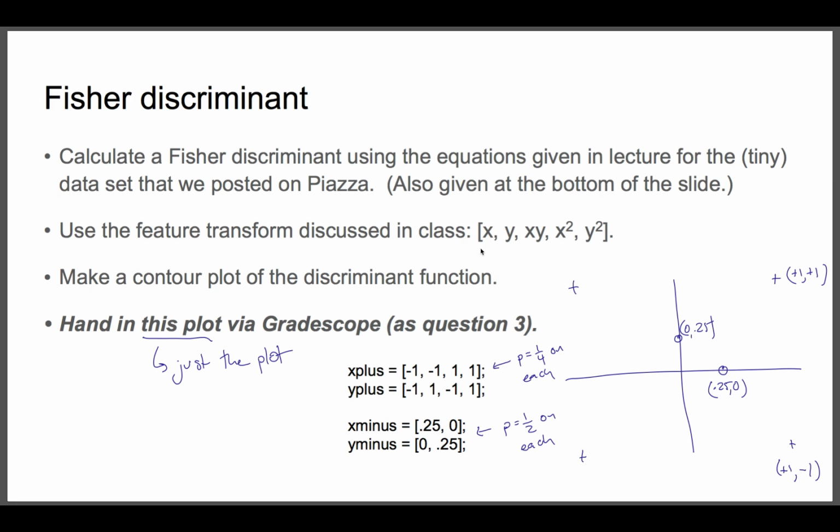We would like you to use this feature transform. So this is the same feature transform we discussed in class. It's just the set of all quadratic functions that you can form of the two variables. And we'd like you to make a contour plot of the resulting discriminant function, right? So again, this is just the simplest form of Fisher linear discriminant, except for the fact that we're doing a feature transform from R2 to R5, right? And we'd like you to make a contour plot of the resulting discriminant function and hand that in on Gradescope.